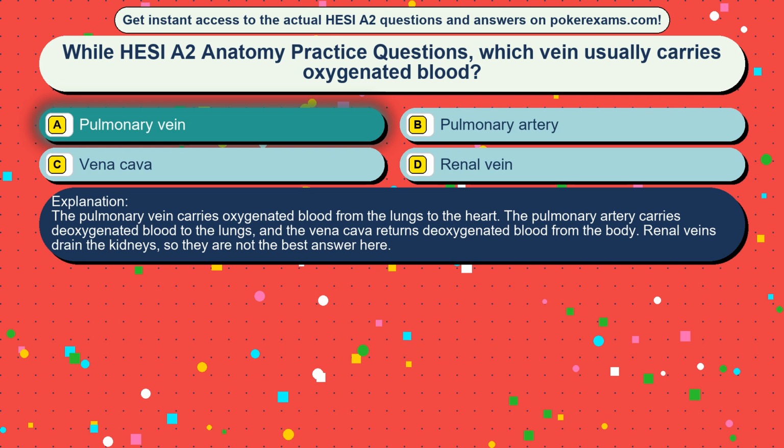Renal veins drain the kidneys, so they are not the best answer here.